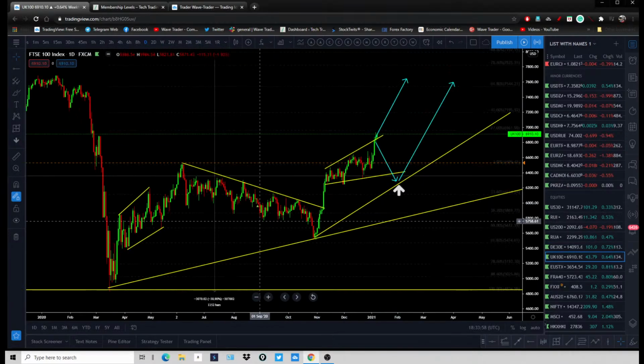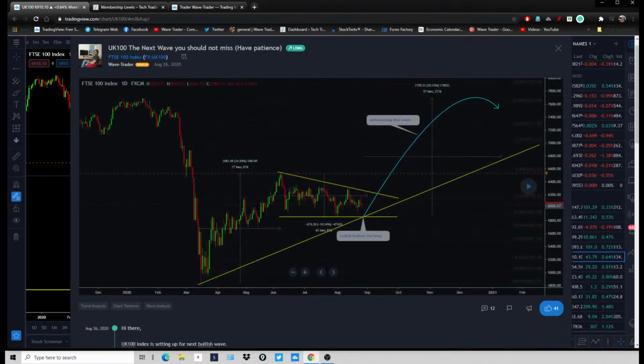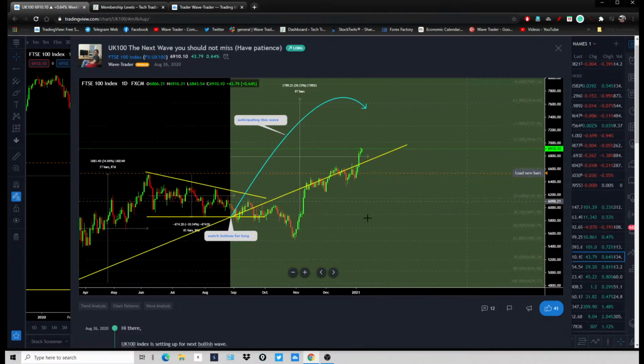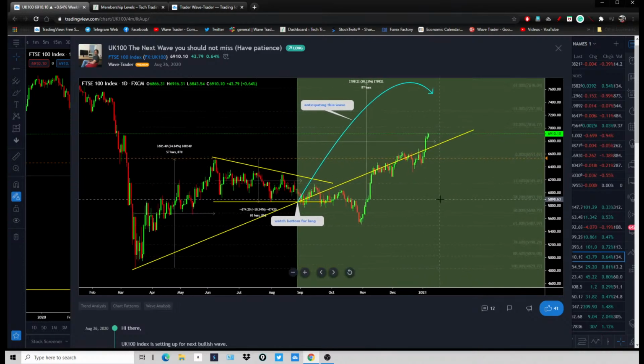So there is the trade. There was the trade, what I was talking about. You're going to see people get into this chart when this Brexit issue is over. When this Brexit issue is over, you're going to see strength on this chart. That was the trade.